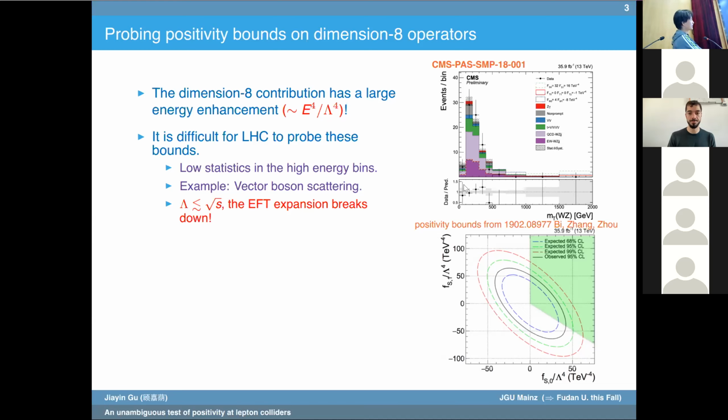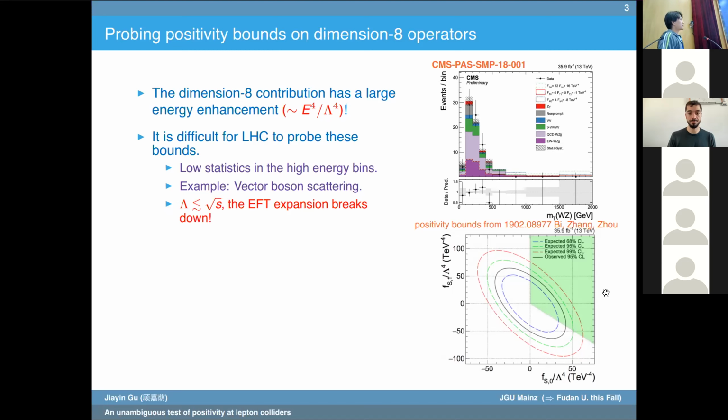This study actually derived some bounds on the dimension 8 operators. And then these people here derived the positivity bounds on these operator coefficients, which is shown by this green region here. This looks all fine, until you look at the numbers on the axis, then we realize that in this case the reach on the scale of new physics lambda is around the scale of the energy of the machine, or even much smaller than that. In that case, the EFT expansion just doesn't make sense. Of course, this green region is always good. I totally trust the results of these people here. But these ellipses here really need to be taken with a large grain of salt.